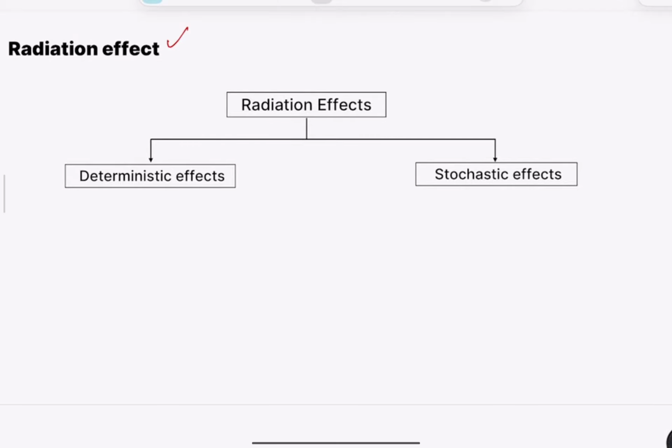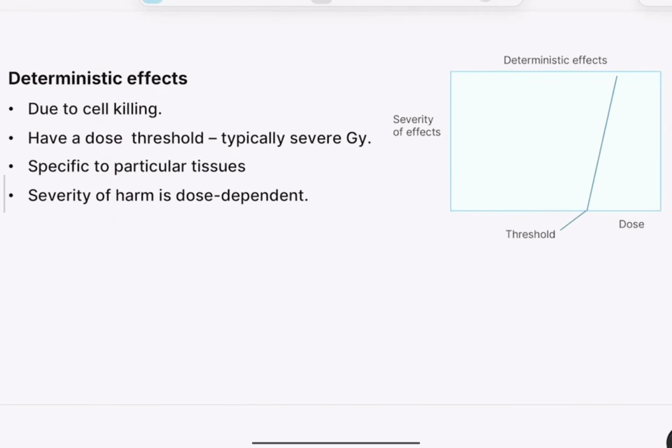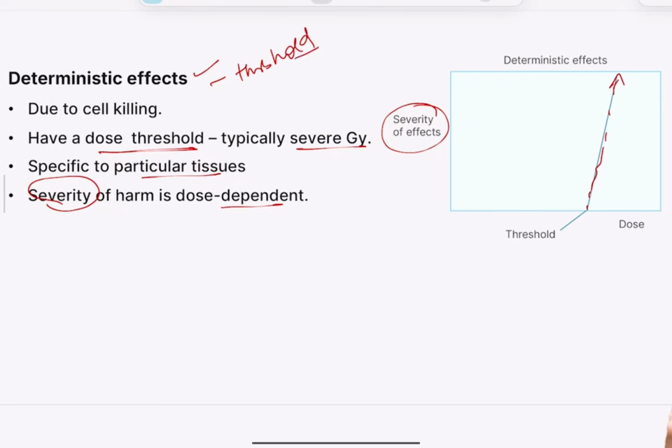Coming to radiation effects, the hazards of radiation in the body can be divided into deterministic effects and stochastic effects. So what is deterministic and what is stochastic? Deterministic, remember it as the threshold can be determined. They will occur only after a particular threshold of radiation is passed. It has a threshold, typically several grays, it is specific to particular tissues, and the severity is dose dependent. With increasing dose, the severity increases.